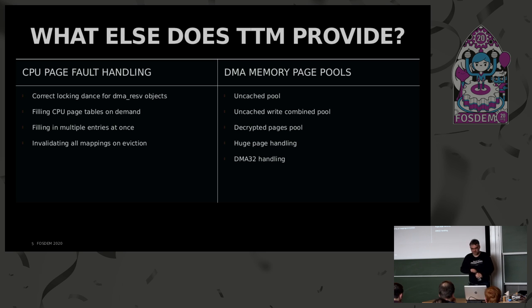The other big functionality is the DMA memory page pools. The DMA memory page pools also originated in the AGP days. On AGP, graphics hardware originally could only access uncached system memory. Now, uncached system memory is something rather unusual, because when you want to access something fast with the CPU, you usually want to have it cached, so that one read doesn't result in tons of memory transactions.